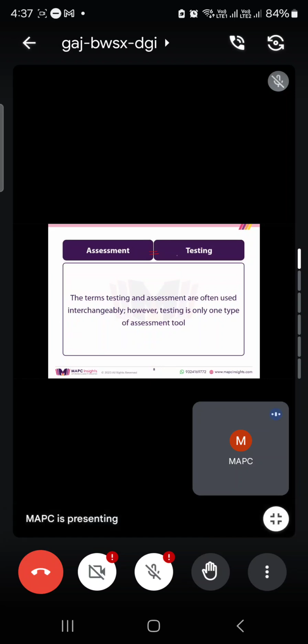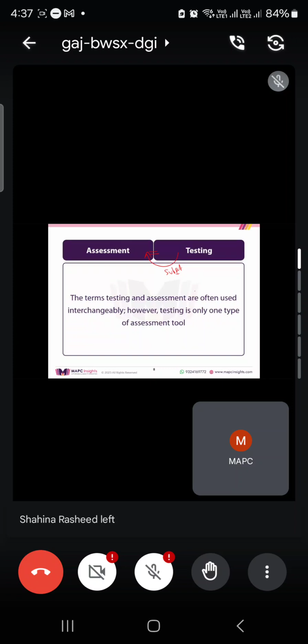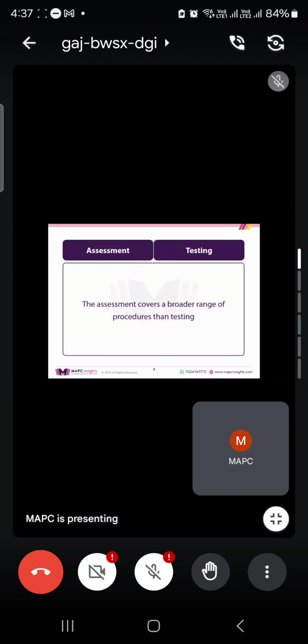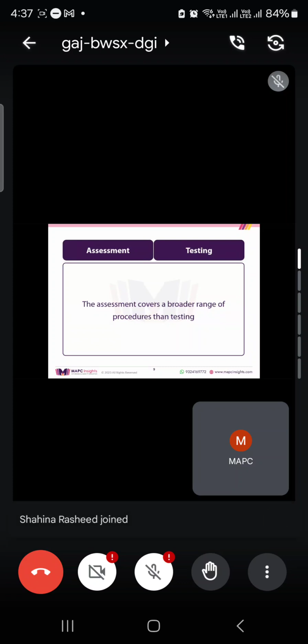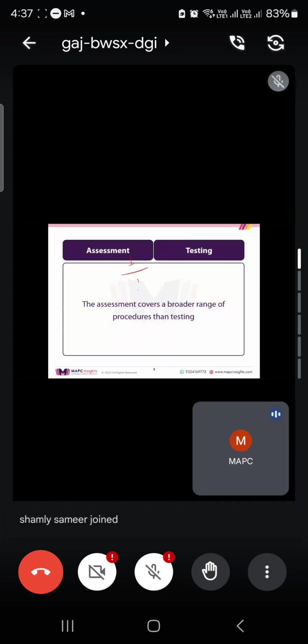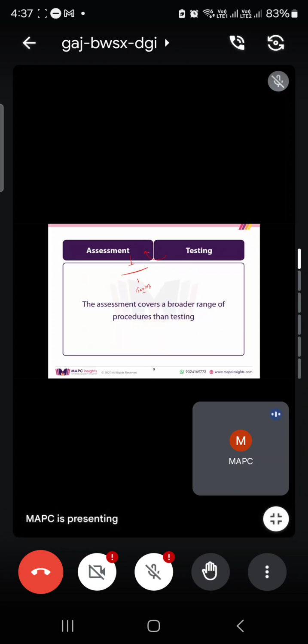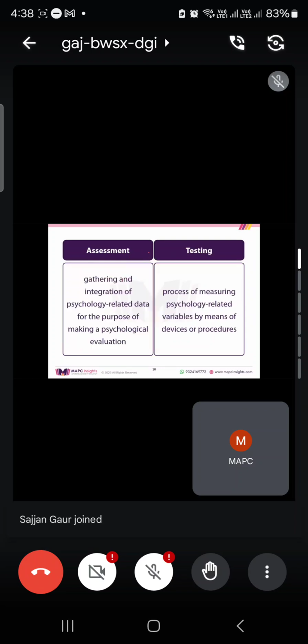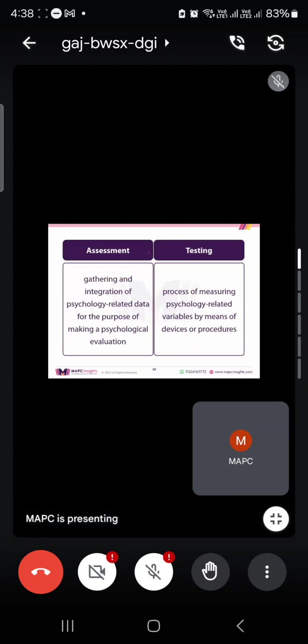So testing is a subset of assessment. The assessment covers a broader range of procedures than testing. So assessment is broader, and under it the testing is there. Testing is a part of assessment. Assessment is the larger picture. So what is the difference between assessment and testing? This question is important from your exam point of view.